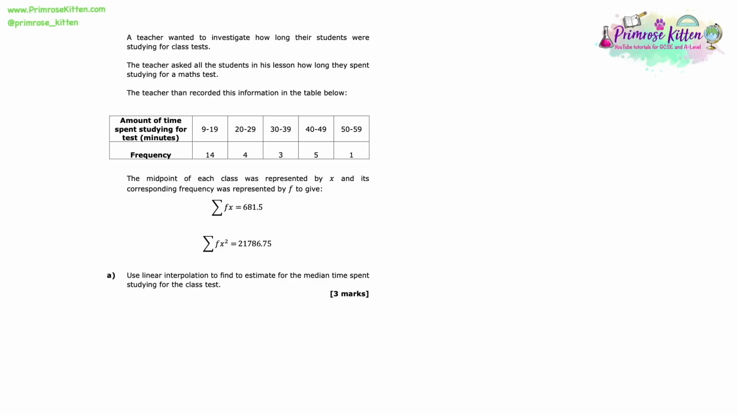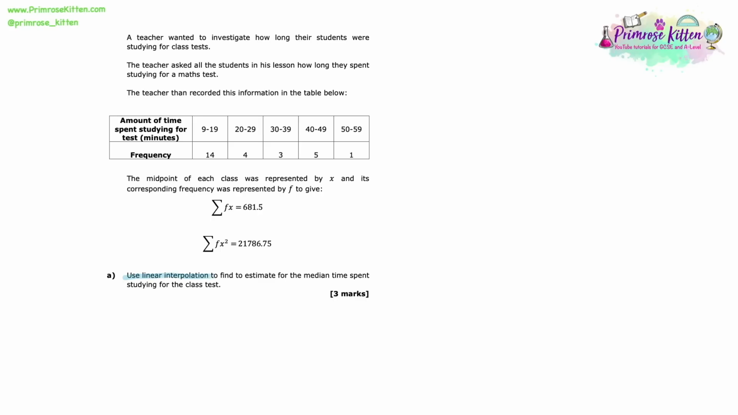A teacher wanted to investigate how long their students were studying for class tests. The teacher asked all the students in his lesson how long they spent studying for a maths test. The teacher then recorded this information in the table below. The midpoint of each class was represented by X, and its corresponding frequency was represented by F, to give the sum of Fx equals 681.5, and the sum of Fx squared equals 21,786.75. Here we're asked to use linear interpolation to find an estimate for the median time spent studying for the class test.